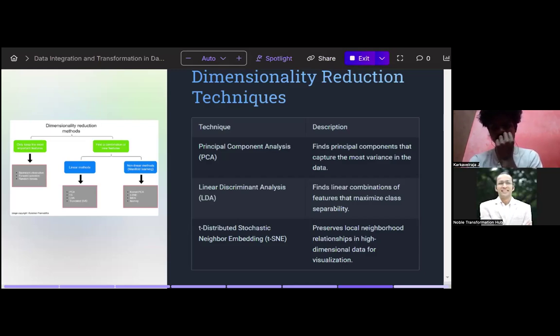If you have a lot of features in your data, it will decrease the performance. So t-distributed stochastic neighbor embedding, t-SNE, is another technique which preserves local neighborhood relationships in high dimensional data for visualization. Suppose you're using a nearest neighbor algorithm. It will preserve the local neighborhood, so it might help you for that kind of model.